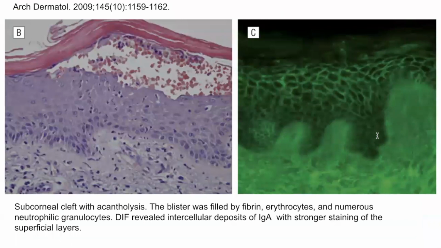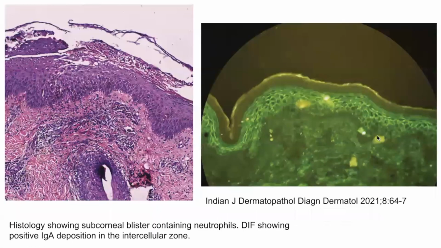On the left-hand side here, we can see a histopathological analysis of lesional skin, which demonstrates a subcorneal blister filled with neutrophilic granulocytes and erythrocytes. On the right-hand side here, we can see direct immunofluorescence microscopy of perilesional skin, which demonstrates intercellular IgA deposits in the entire epidermis with stronger staining in the upper layers of the epidermis compared to the lower layers. Here is another example of histology, which demonstrates a subcorneal blister containing neutrophils. On the right-hand side, the direct immunofluorescence demonstrates positive IgA deposition in the intercellular zone.